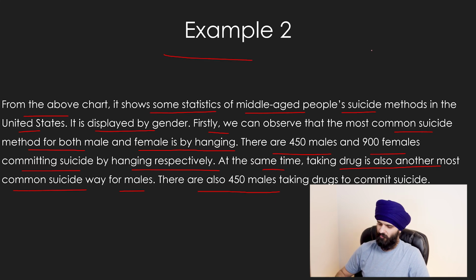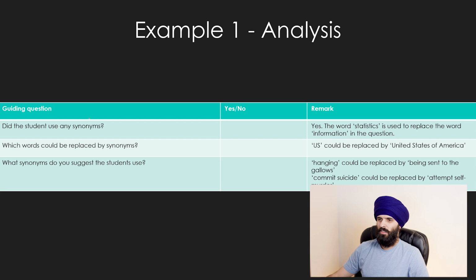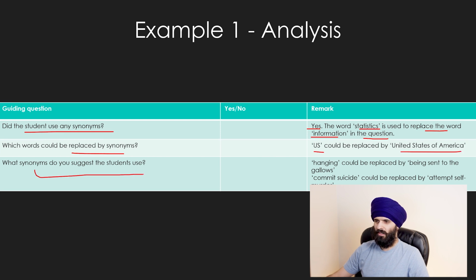Now let's look at the analysis for this one. So, first of all, did they use any synonyms? Yep, they did. The word statistics is used to replace the word information in the question. So, that's a good way to go about it. Which words could be replaced by synonyms? Again, US can be replaced by United States of America. And a suggestion for synonyms here: first of all, hanging could be said as being sent to the gallows. Commit suicide could also be replaced by attempt self-murder. That's another way of saying suicide.